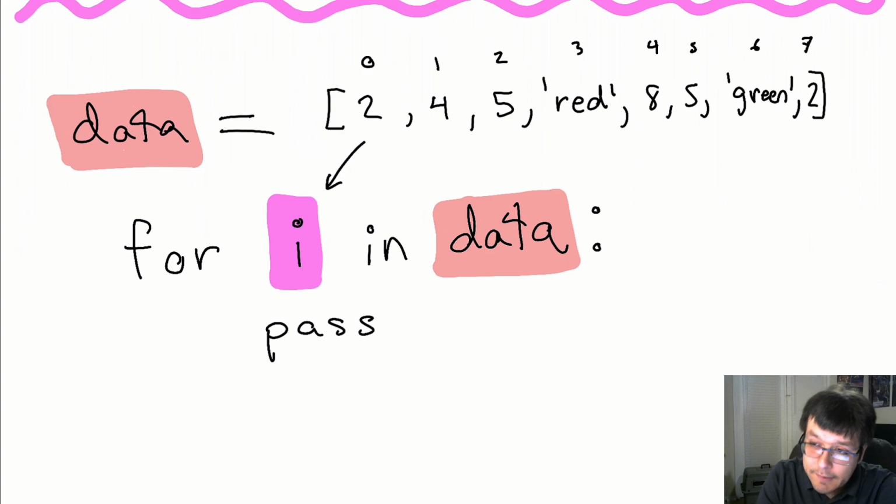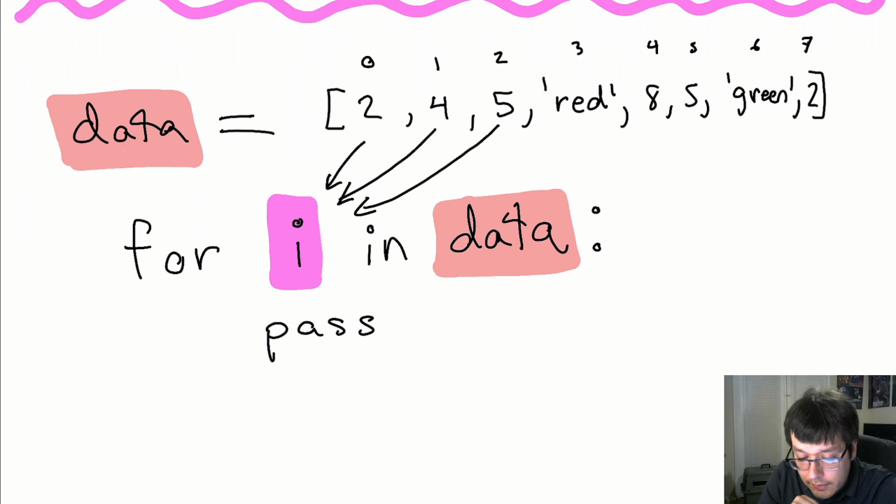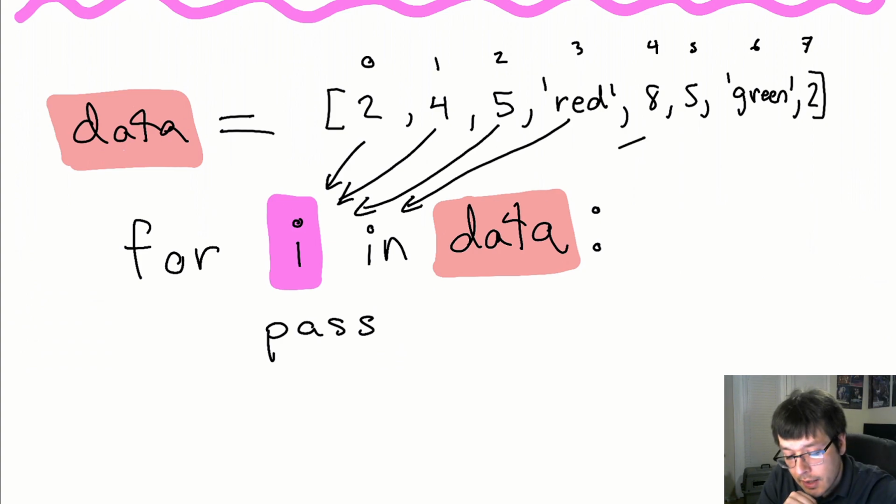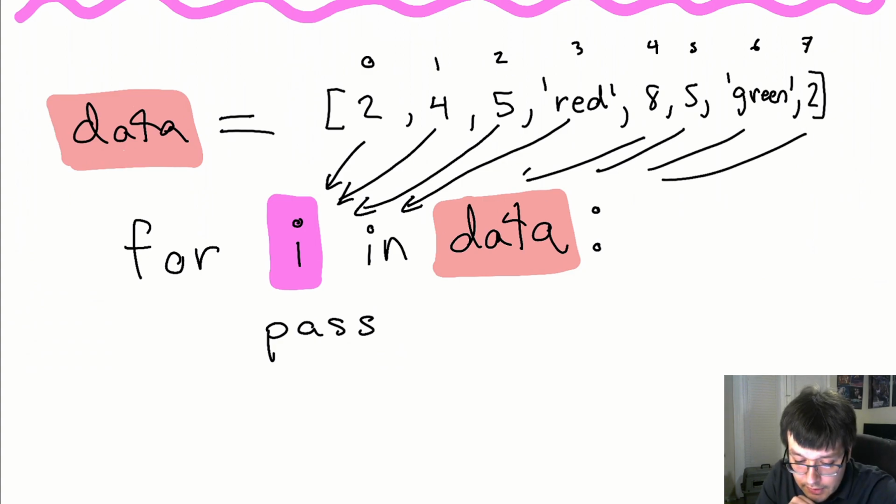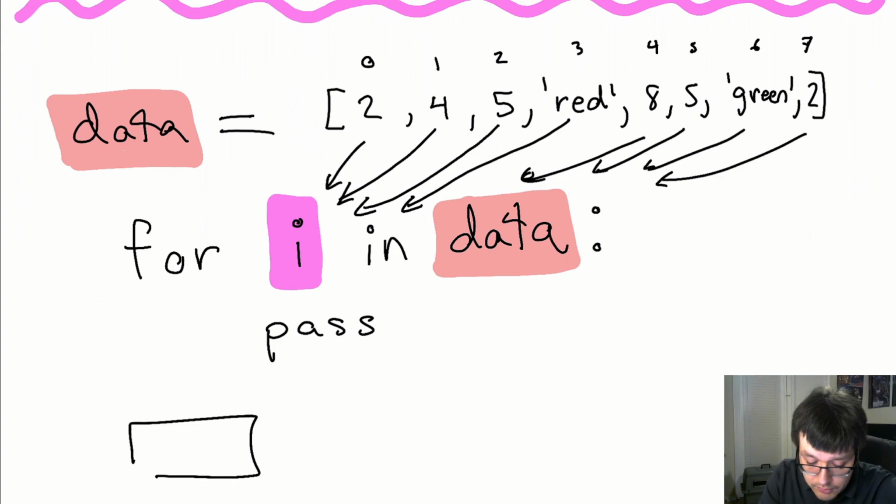So for example, when you run the data list in here, the first time i is going to contain the value of 2. The next time it's going to contain the value of 4, and then 5, and then red, and then 8, 5, green, and finally 2. And when it finishes that, the for loop will terminate and it'll run through whatever code is afterwards.